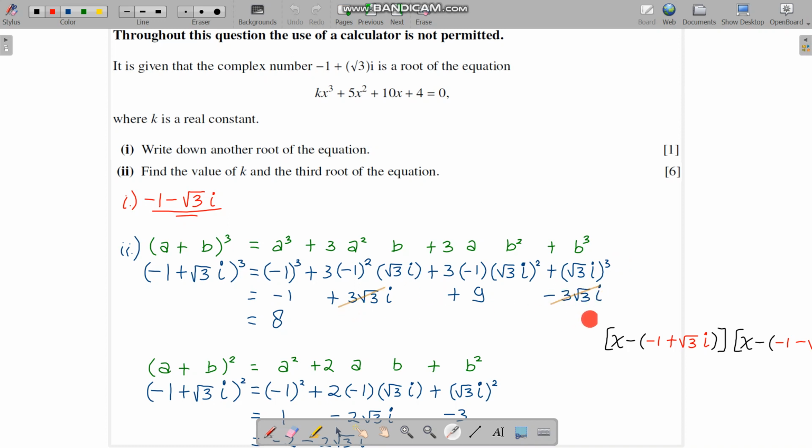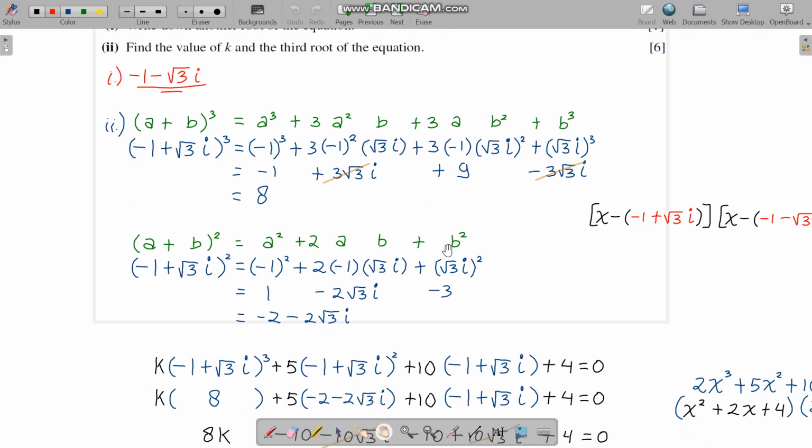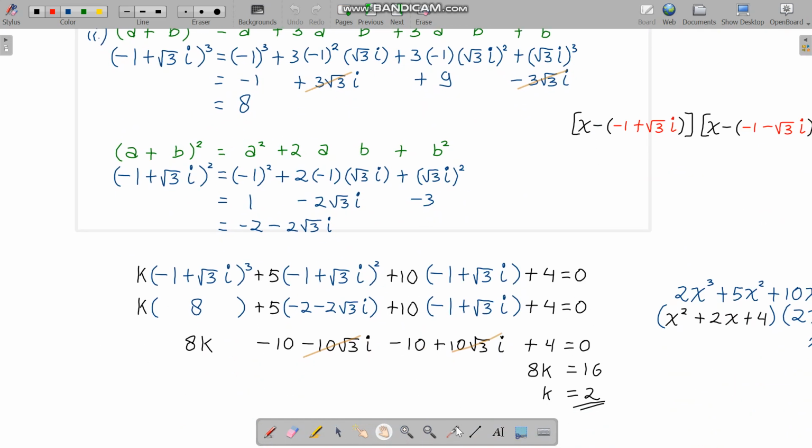So you cancel out, and in the end you have 8 for the cube, and for the square we use the usual identity, a squared plus 2ab plus b squared, or you can just expand manually, rainbow method, you get this. So this is the cube, the square, and the linear, and we open up all the parentheses, distribute everything and simplify, and you'll get the value of k.